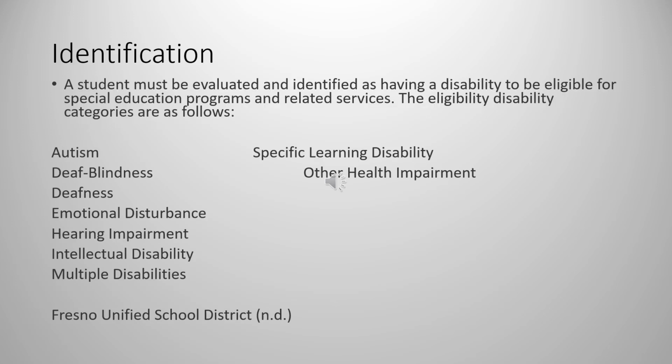Once the student is evaluated, they must be identified as having a disability in order to be determined eligible for special education services. Some of the disabilities are as follows: autism, emotional disturbance, intellectual disabilities. One of the more common ones is specific learning disability, and there's also OHI or other health impairment.